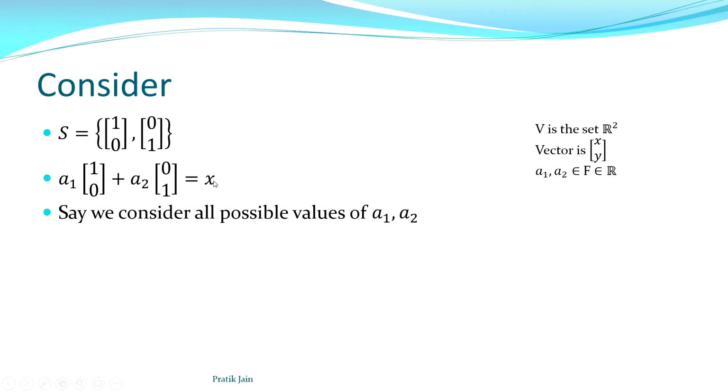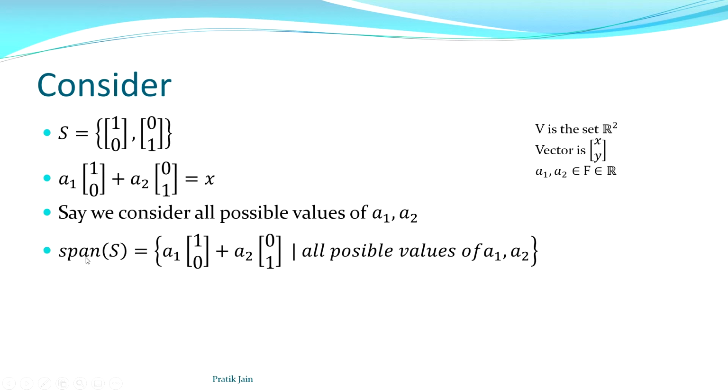Now suppose for every value of a1 and a2, whichever value of x I get, I put them into a set. How will that set look? That set actually has a name, and it is known as the span of S. I'll tell you why it is called span. Span basically means, in Hindi we can say pahunch, reach. So what is the span of the vector? How far can the vectors go? We can think of it like that.